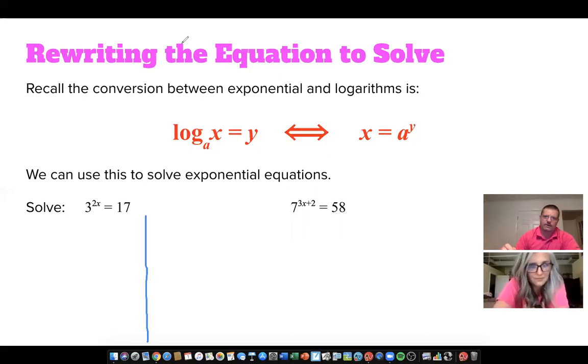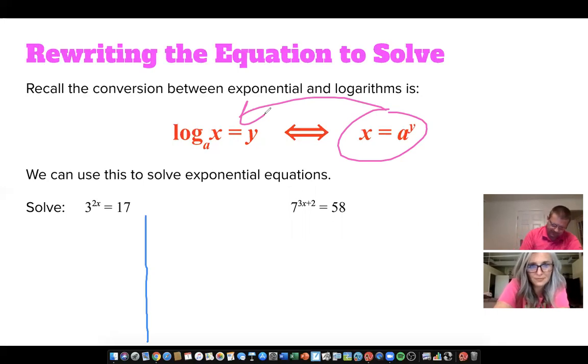Okay. Well, I was going to go with, I'm going from this guy back to this guy. So the base is 3, so I'm going to do log 3. And the exponent gets all by itself on the other side, and then that 17 goes in the logarithm.